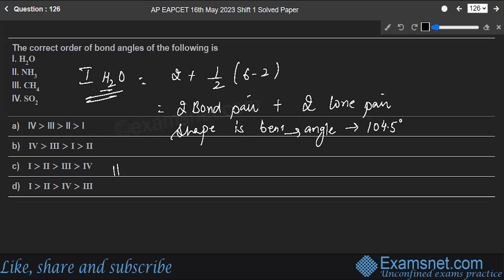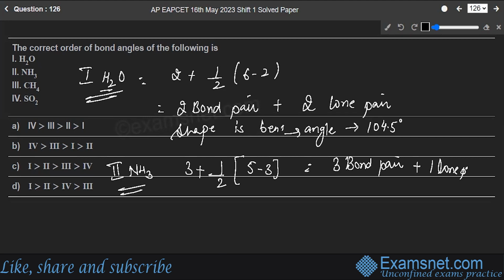And the second one, you have NH3. So this is 3 plus half of 5 minus 3. That means it is having 3 bond pairs and 1 lone pair. And that makes the shape trigonal pyramid. So the bond angle will be 107.